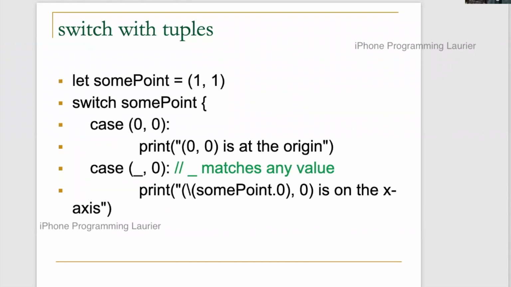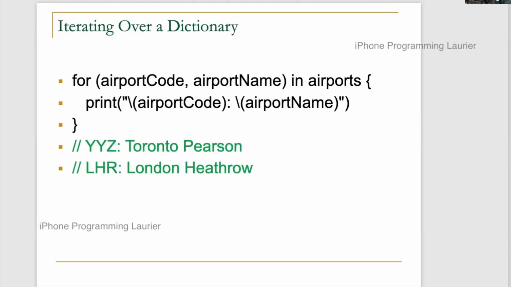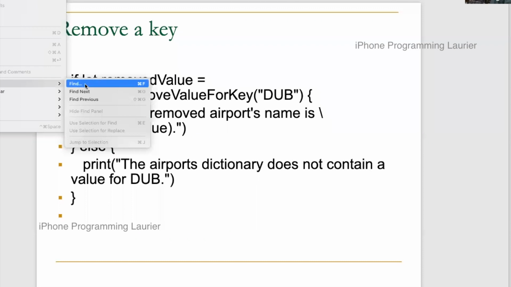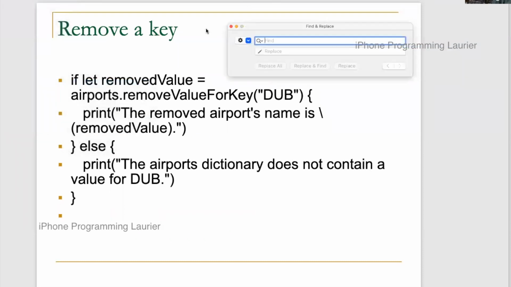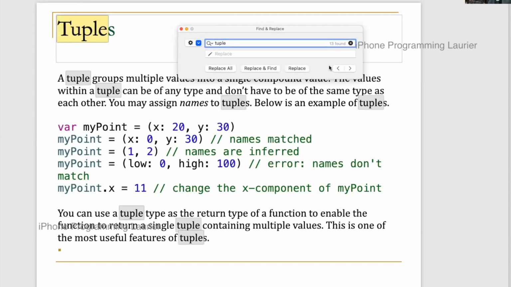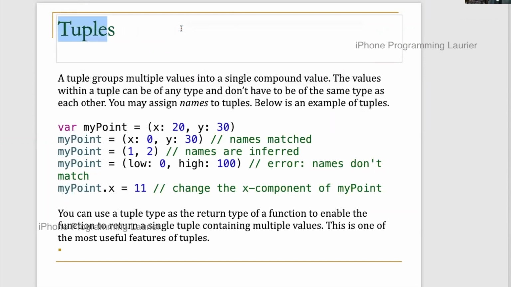We didn't talk about tuples. Let me go back and talk about tuples. Wait, let me try to find tuples. Yeah. I want to talk about tuples because this is very interesting about Swift. A tuple is simply a group of values that is collected into a compound value.